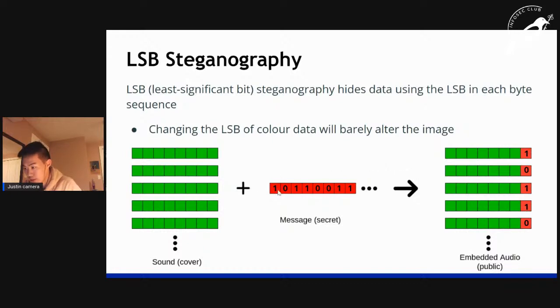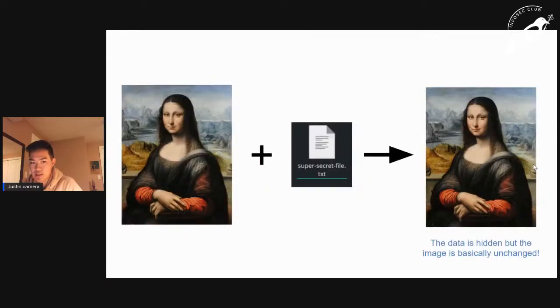So we take the first bit from our message, put it onto the LSB of the first byte, take the second bit, put it onto the LSB of the second byte, and so on and so forth until our entire message has been secretly encoded into the data file. So remember, the important part about steganography is that it doesn't alter the image. Like in this Mona Lisa example, the image is not changed, or it's not changed to the naked eye.